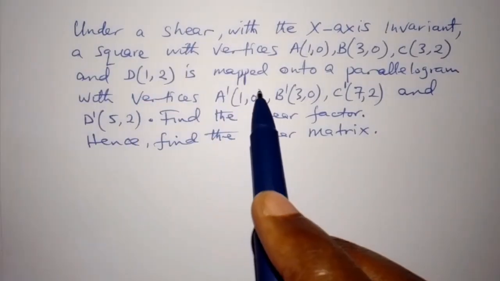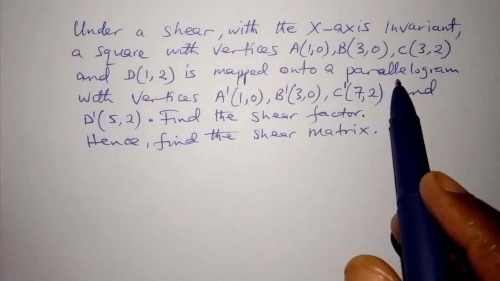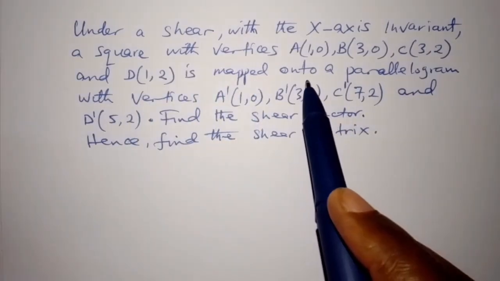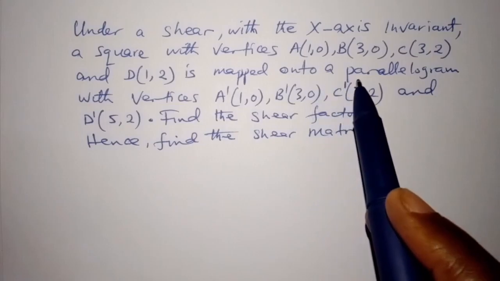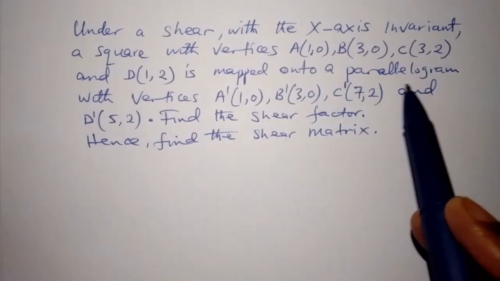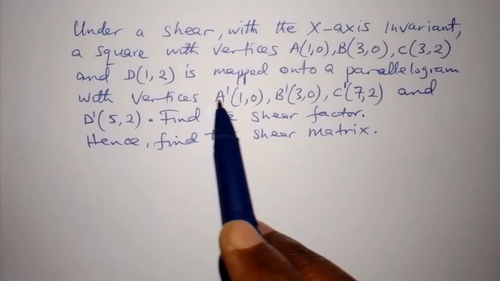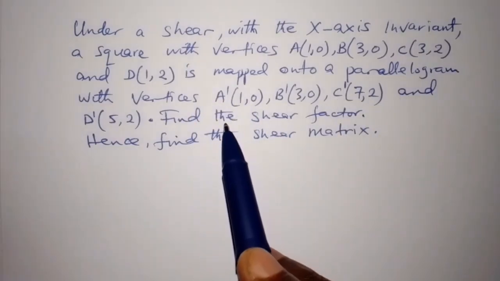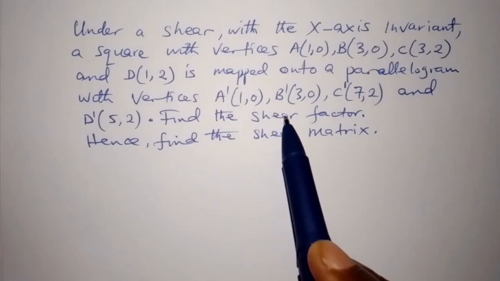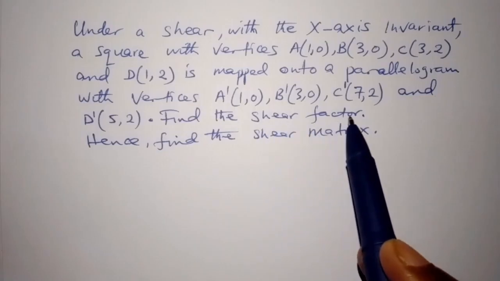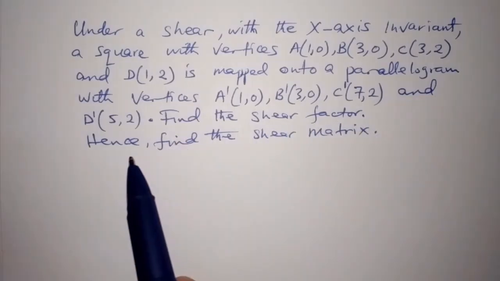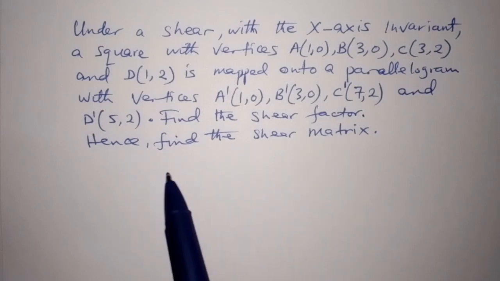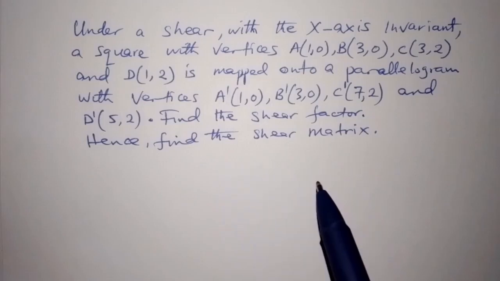Under a shear with the x-axis invariant, a square with vertices A(1,0), B(3,0), C(3,2), and D(1,2) is mapped onto a parallelogram with vertices A'(1,0), B'(3,0), C'(7,2), and D'(5,2). Find the shear factor, hence find the shear matrix.